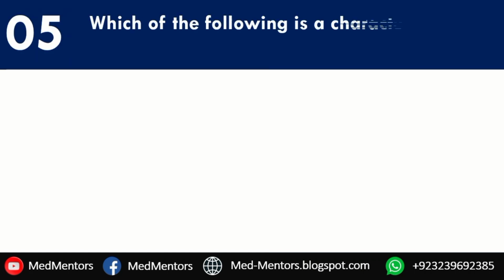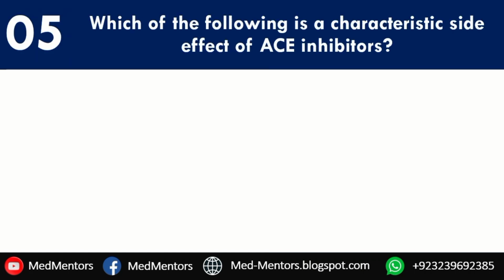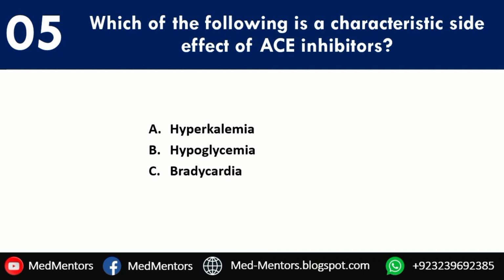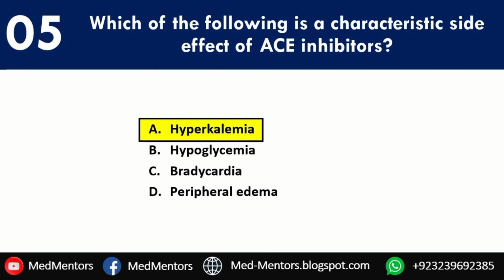Number 5. Which of the following is a characteristic side effect of angiotensin converting enzyme inhibitors or ACE inhibitors? Option A. Hyperkalemia. Option B. Hypoglycemia. Option C. Bradycardia. And option D. Peripheral edema. The correct option is hyperkalemia.